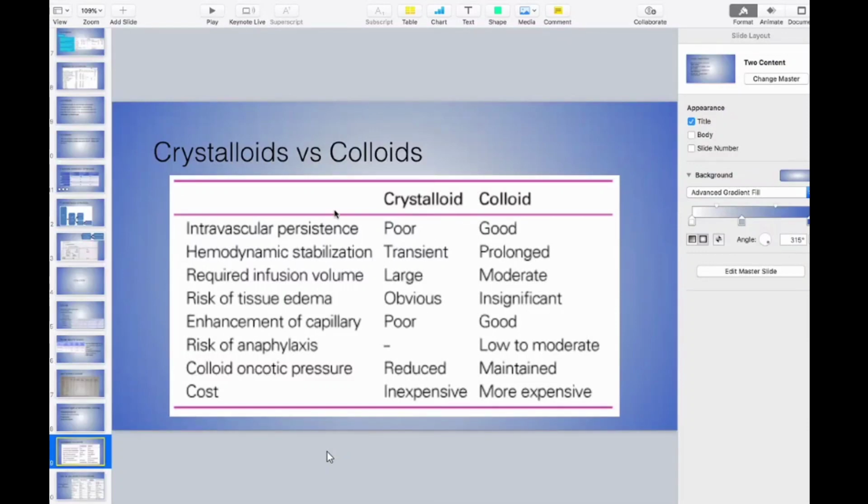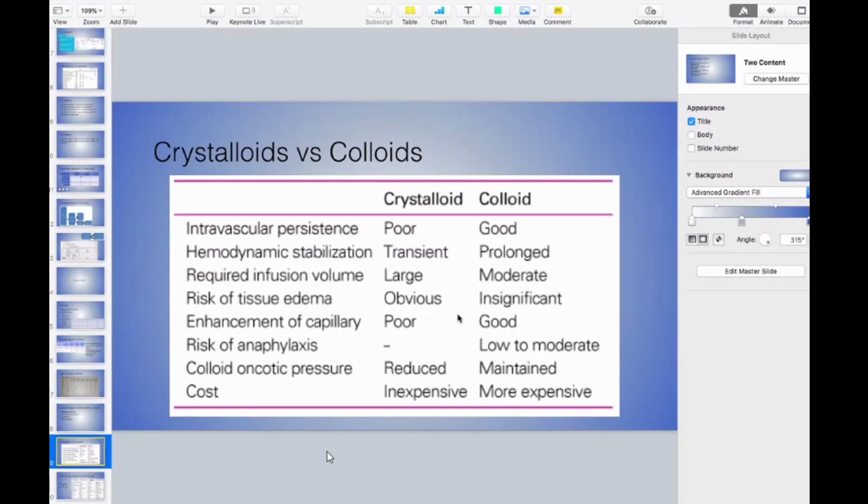Okay, so the risk of anaphylaxis is low to moderate with colloid. And colloid oncotic pressure is maintained. But the problem is the cost is more with the colloid. There are a lot of advantages with colloid, but there is so much research comparing the crystalloid and colloid in various situations, in septic situations, in trauma patients, in burn patients. So there is no mortality benefit.